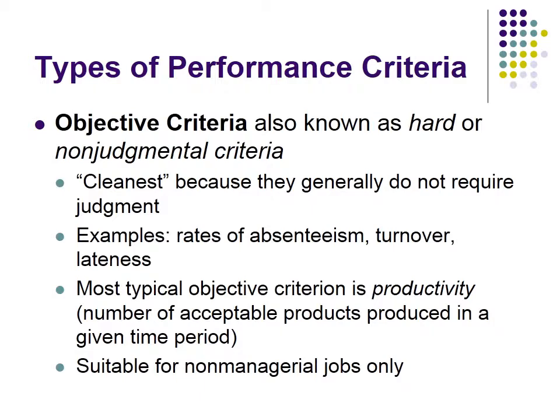So examples are rate of absenteeism, turnover, so how many people are leaving an organization or a department in a month. So example, if you're wanting to compare 5 departments in an organization, an objective criteria could be whichever particular department is losing the most personnel is probably got the greatest problems. Why are people leaving? That's turnover. Lateness, so number of minutes late. Also, if the job itself involves the actual physical production of something, how many of those items are being produced and what is the quality of those items? Most typical objective criterion is productivity, number of acceptable products produced in a given time period.